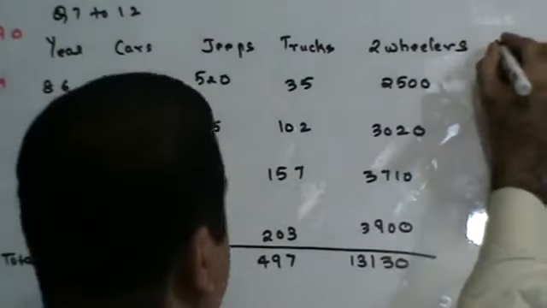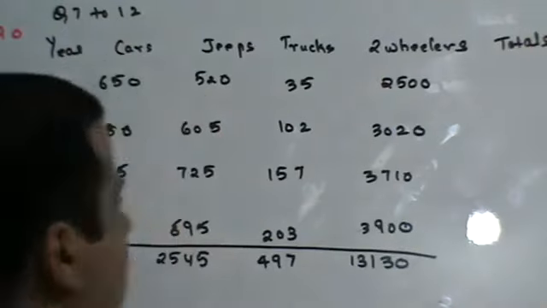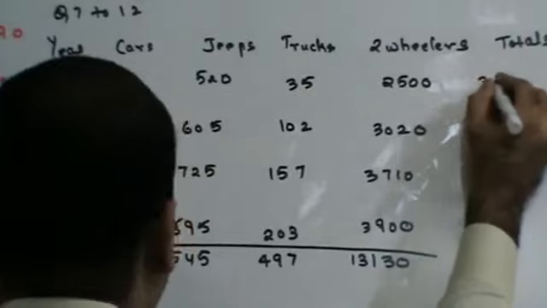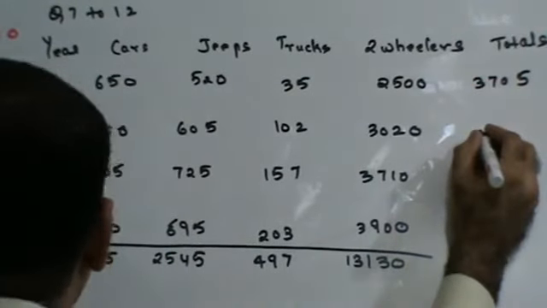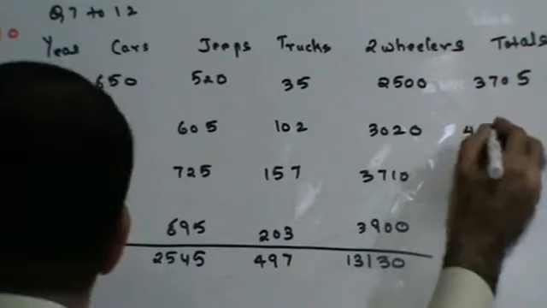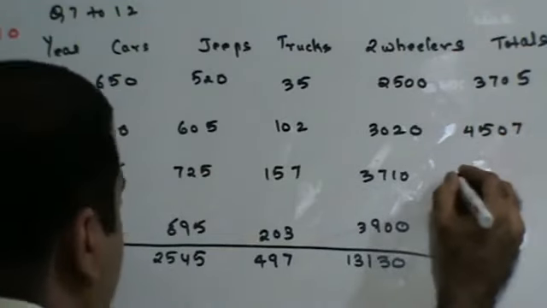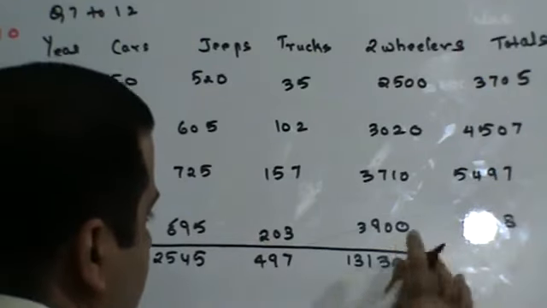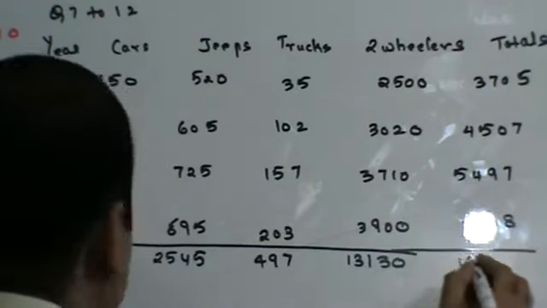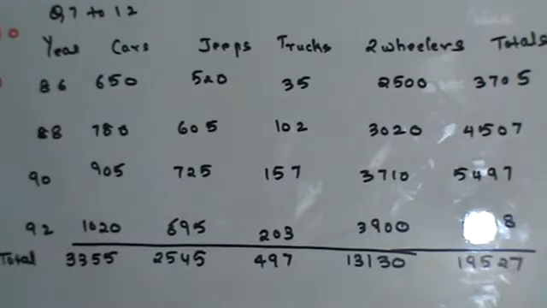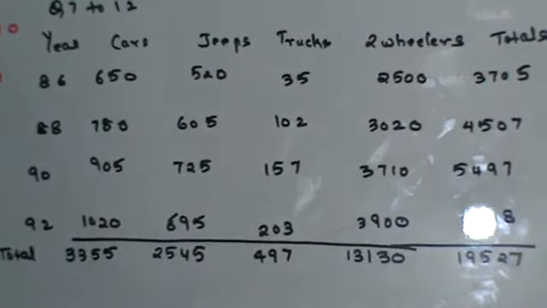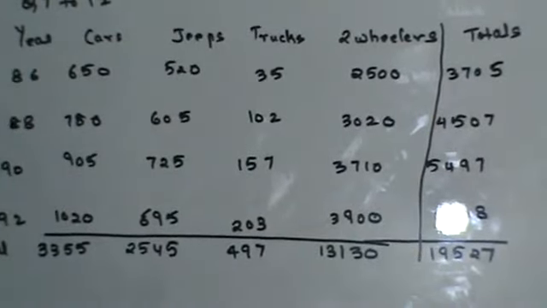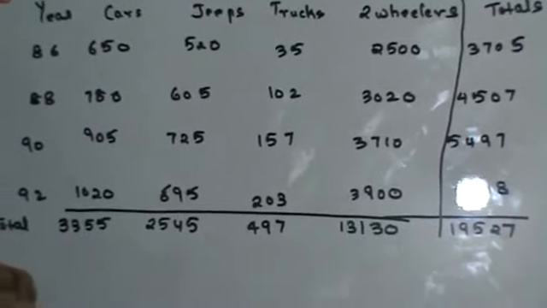Now if I add horizontally, let's get the totals horizontally also. This total should be 3705, that's my CL for the year 1986, 4507, 5497, 5818. When you add all of this it is 19,527. So I know my horizontal as well as my vertical totals, right? So I know year-wise total and I also know category-wise total. Now it should be rather simple for me to answer the questions.